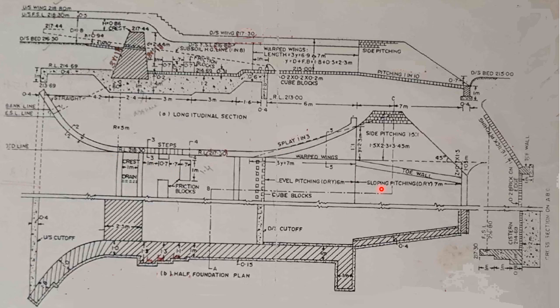Then we have this warped wing where we know the transition from rectangular to trapezoidal section takes place. Here we have side pitching on the sides of the trapezoid. Then this is a toe wall, and from here onwards the actual bed level or the downstream bed level prevails here. So from here to here, that is a fall structure. Then this is a section on ABC.